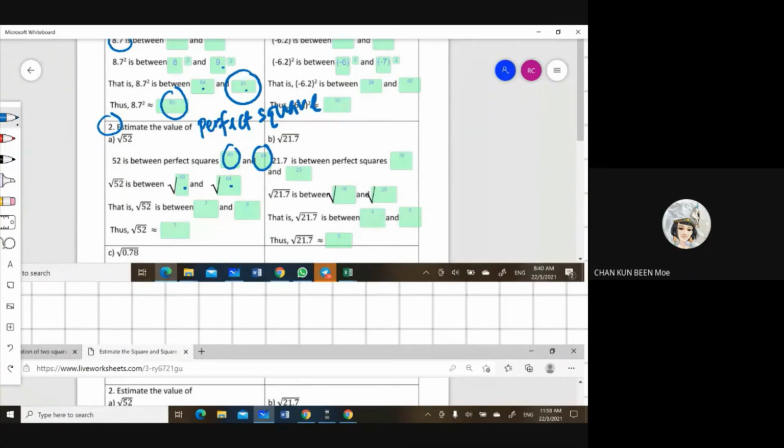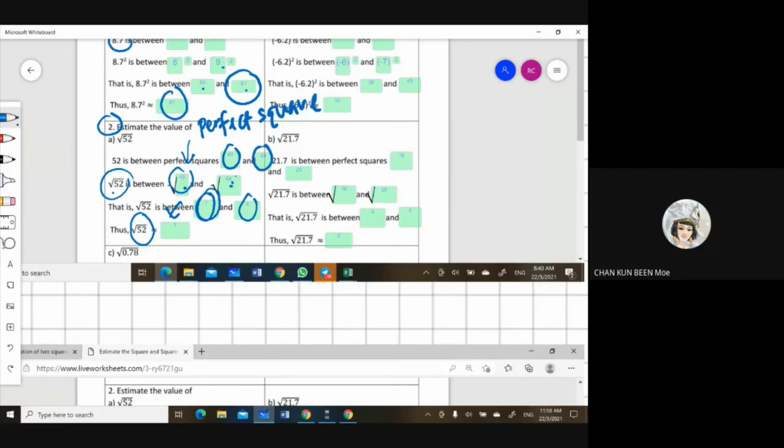After that, you have to determine 52 is nearer to which number. 52 minus 49, the difference is 3. But 52 and 64, the difference is 12. So we are going to choose this. Square root of 49 is 7. Square root of 64 is 8. So square root of 52 is almost equal to 7.